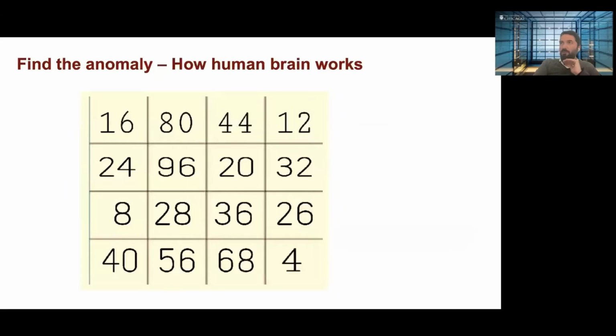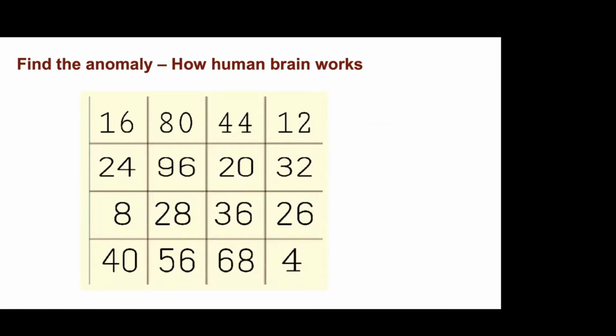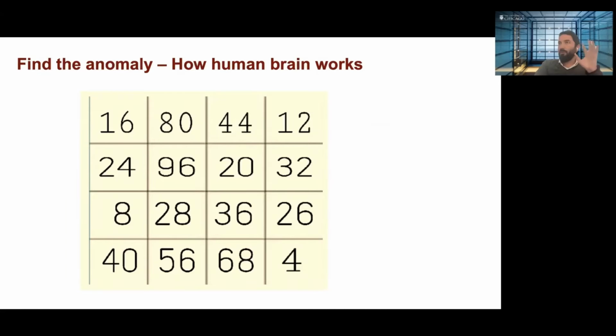I'll come to that. I will visually explain a little bit more, but I just want to show you how the human brain works for a second. Can you show me the anomaly? Which one is the anomaly in this matrix?